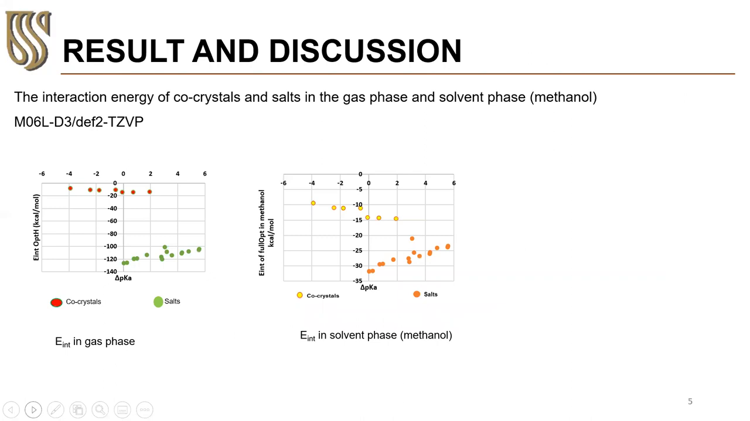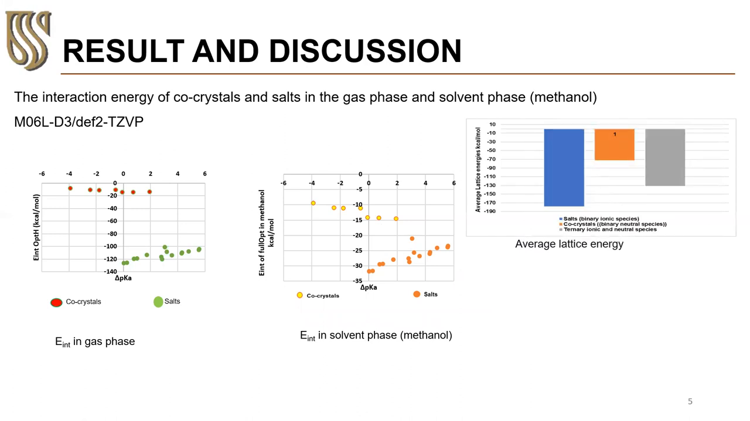This slide shows the result of the interaction energy of co-crystals and salts. In gas phase and solvent phase, the interaction energy of salt is much lower than that of co-crystals. And this implies that salts are more stable than co-crystals. The average lattice energy of the salt is much lower than that of co-crystals. This suggests that salt is more stable than co-crystals. The ternary complexes, which contain both charged and neutral molecules, have an intermediate average lattice energy.